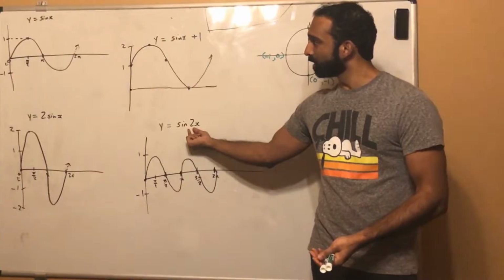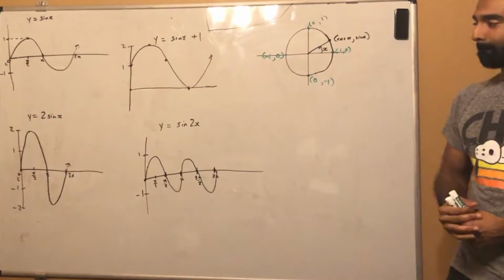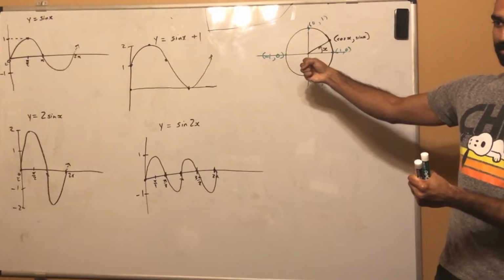Now, if this number here wasn't a 2, if it was like 1/2 or 1/3, how would the graph look compared to the original? If it was 1/2, it would go twice as slow. It would just be the original, but stretched out. Does that make sense? So, stretching, compressing, vertical and horizontal possibilities.